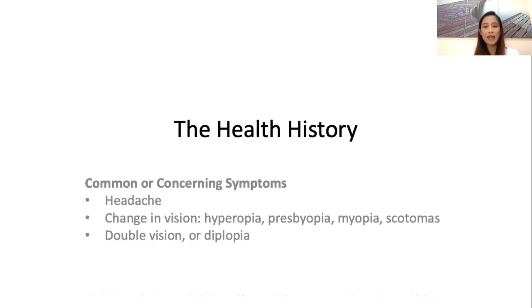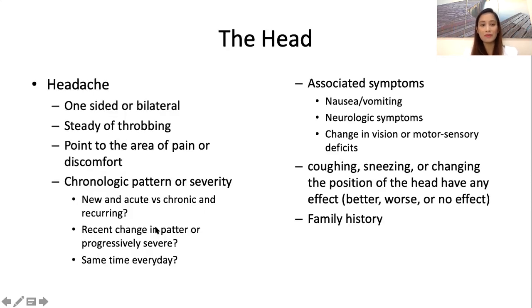So when you take the health history of the patient, the common or concerning symptoms for the eyes and for the head will be, number one, headache, of course, for your head, and any changes in vision, double vision, or diplopia. One of the most common complaints in the clinic pertaining to the eye would be related to headache. So you can ask the patient if it's one-sided or bilateral.